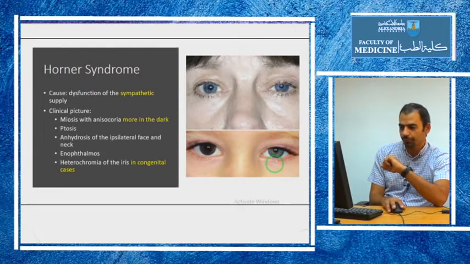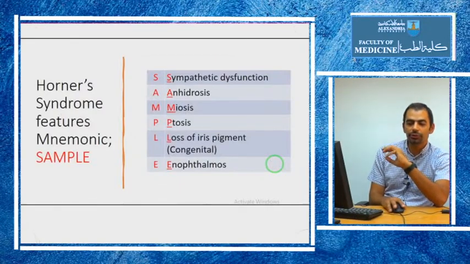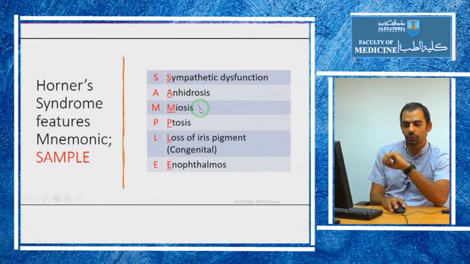A good mnemonic to remember the features of Horner syndrome is SAMPLE. So there is sympathetic dysfunction, anhidrosis, miosis, ptosis, loss of iris pigments in congenital cases, and apparent enophthalmos.